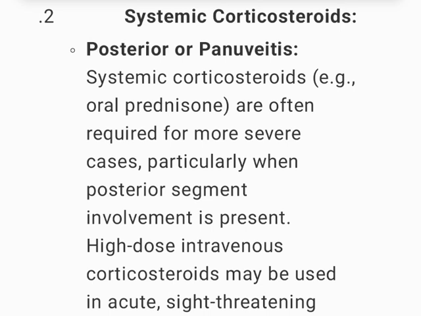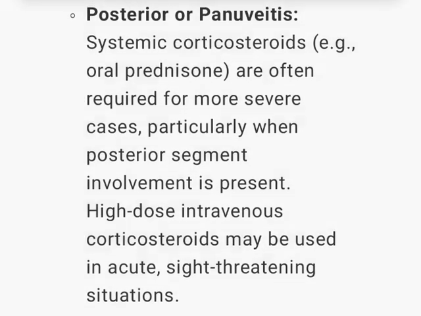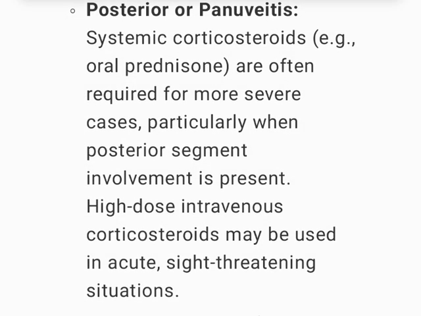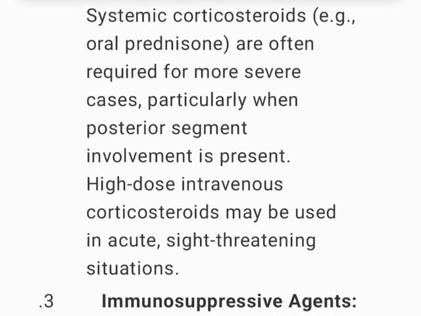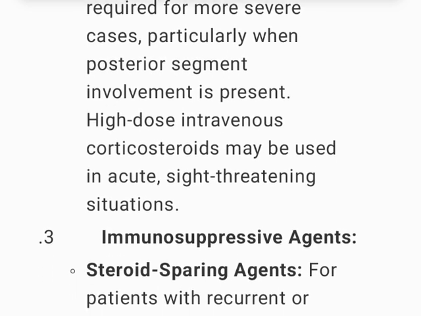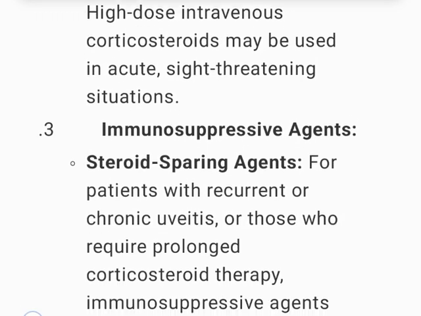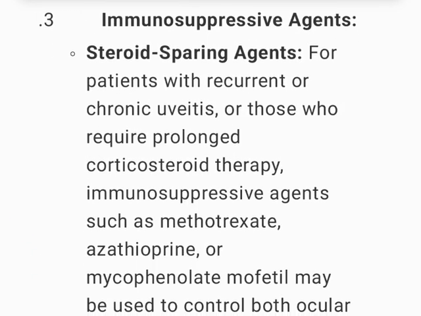2. Systemic corticosteroids. Posterior or panuveitis. Systemic corticosteroids, e.g., oral prednisone, are often required for more severe cases, particularly when posterior segment involvement is present. High-dose intravenous corticosteroids may be used in acute, sight-threatening situations. 3. Immunosuppressive agents. Steroid-sparing agents. For patients with recurrent or chronic uveitis or those who require prolonged corticosteroid therapy, immunosuppressive agents, such as methotrexate, azathioprine, or mycophenolate mofetil, may be used to control both ocular and systemic lupus activity.